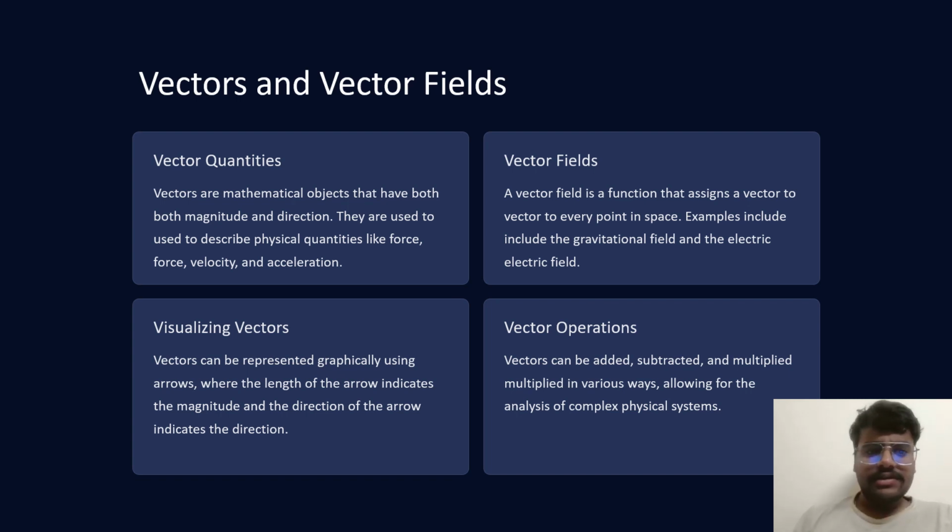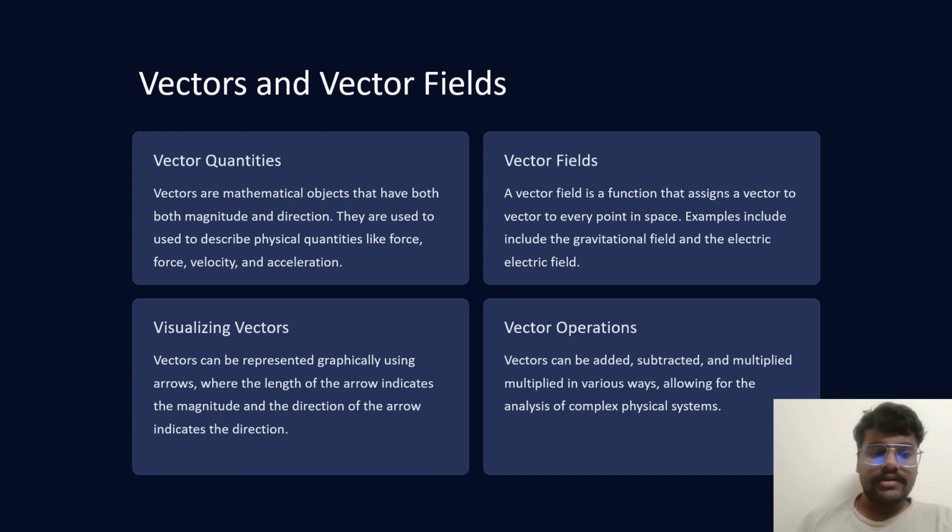Vectors and vector fields. Vector quantities: vectors are mathematical objects that have both magnitude and direction. They are used to describe physical quantities like force, velocity, and acceleration. Vector fields: a vector field is a function that assigns a vector to every point in space. Examples include the gravitational field and the electric field.